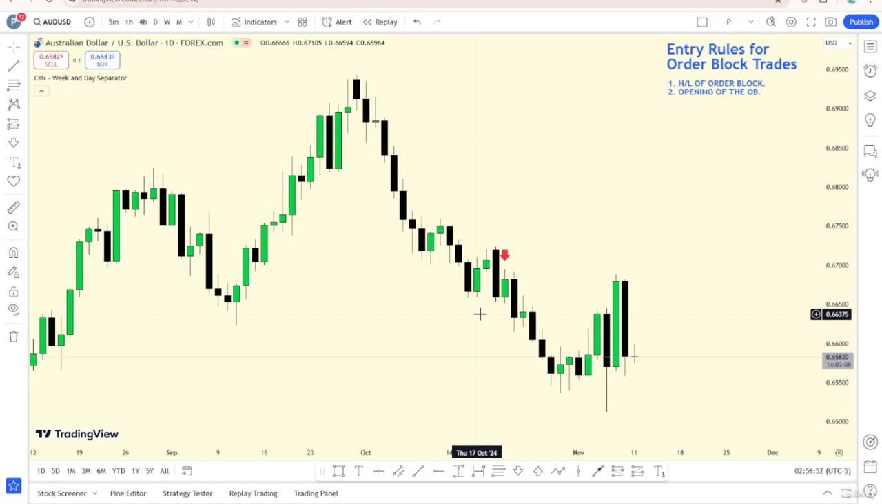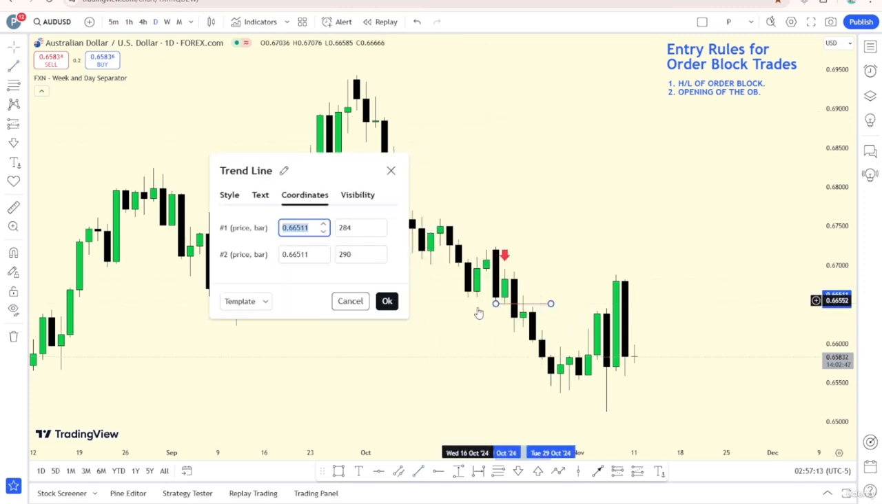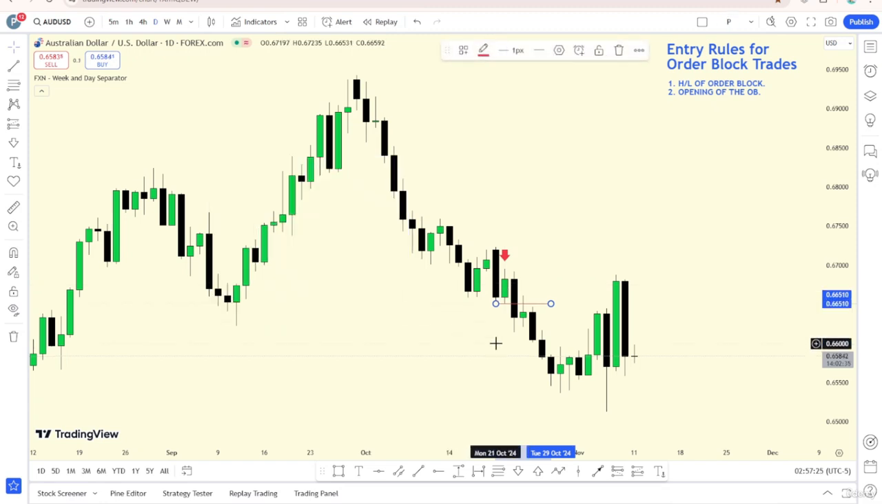We are also going to look at a bullish example. To illustrate this, maybe I can use that trend line. This candle here is our order block. When I say the low of the candle or the low of the order block, I mean the low of this candle right here. So let's outline that low. The exact low, maybe you can get the coordinates of that, is 0.66510. So 0.66510 is the low of the candle.